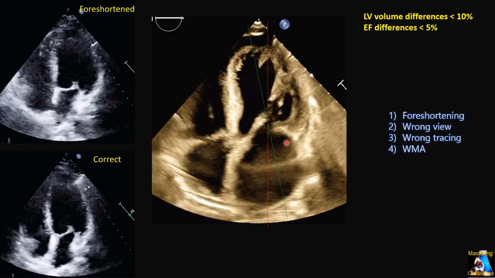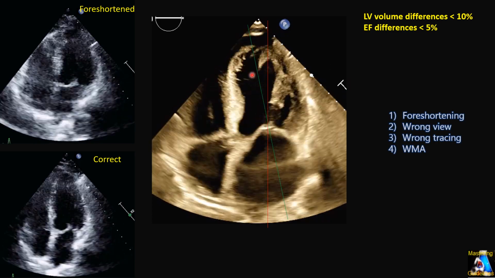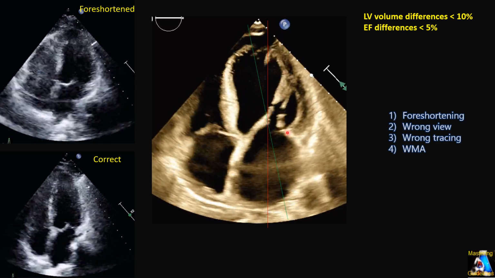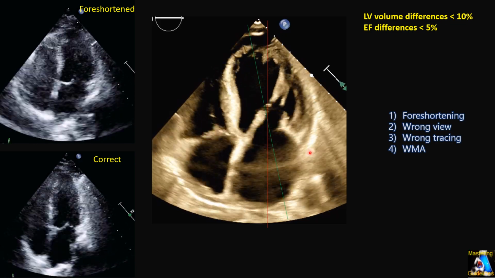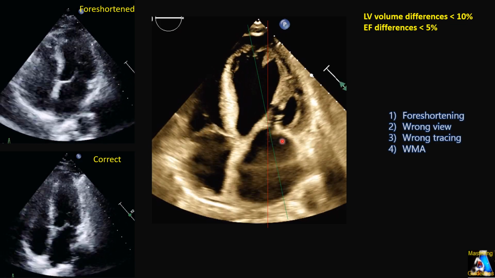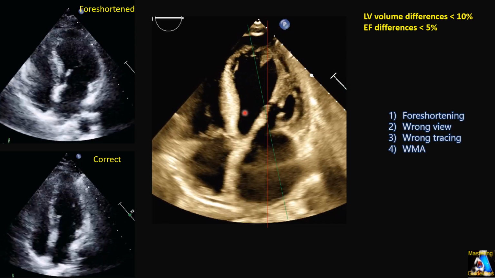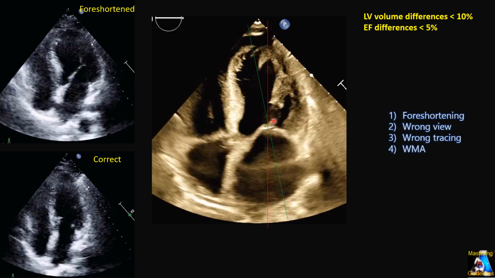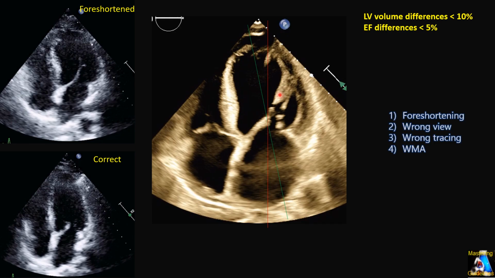In other words, in many cases, you have to get a different view one time for the left ventricle, another time for the left atrium. Another reason that we have too much discrepancy between those two measurements is wrong tracing. I explained this in many clips you can go through. That is another reason. And finally, when we have wall motion abnormality, that is the logic.